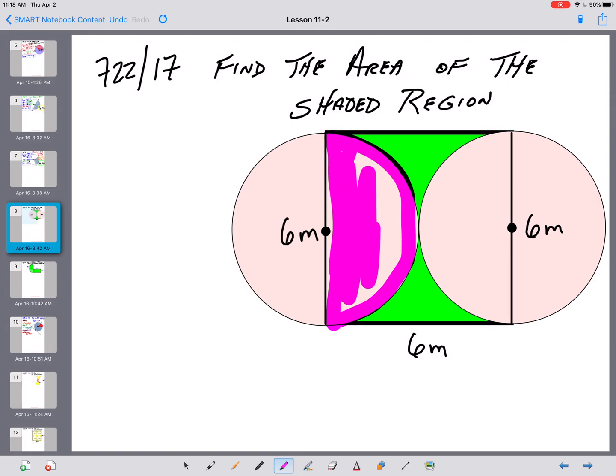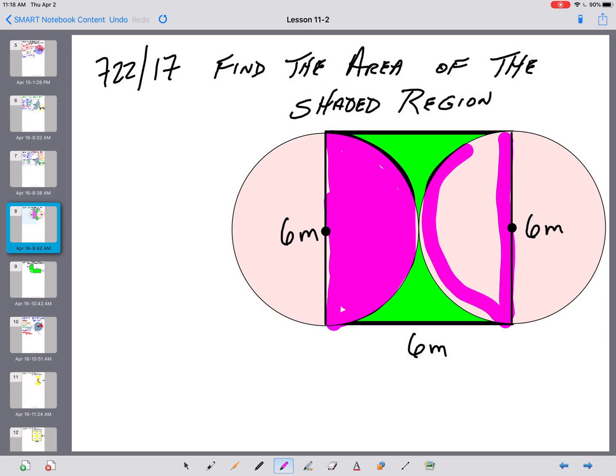There. And there. Now, what I see to do, I only want to find the green shaded area. So what do you think I'm going to do? I'm going to take the square and I'm going to subtract the red area. Well, what does the red area make? It's 2 half circles, so it makes a full circle.